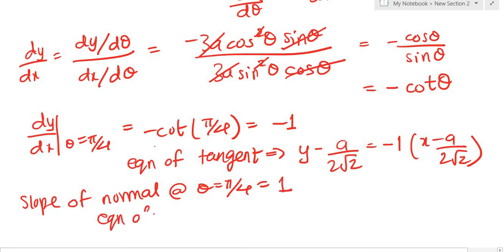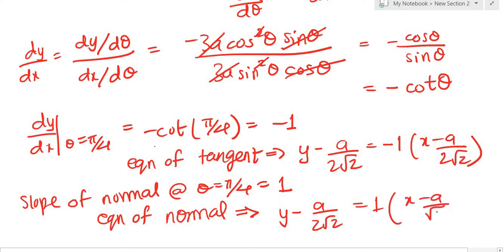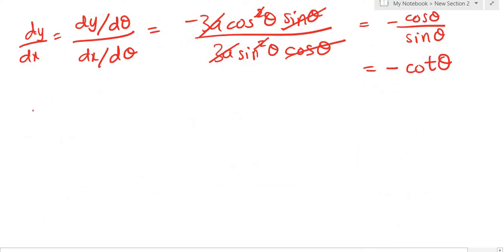So we can write the equation of normal: y minus a over 2 root 2 is equal to 1 times x minus a over 2 root 2. Yes, you might say that this and this will cancel out eventually. Okay, y is equal to x. Simplification is easy anyways. So yeah, we have the equation of the tangent, we have the equation of the normal. We're done. Now many of you had problems calculating the second derivative.